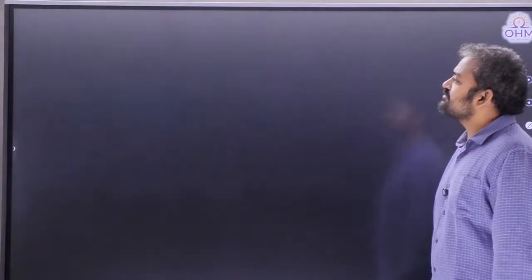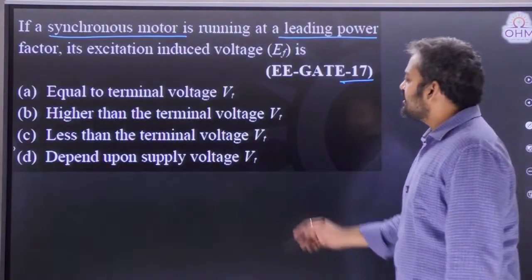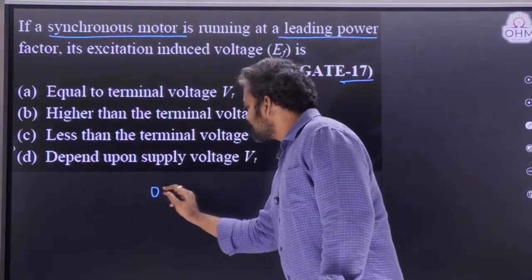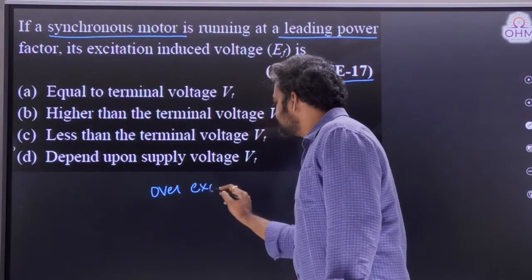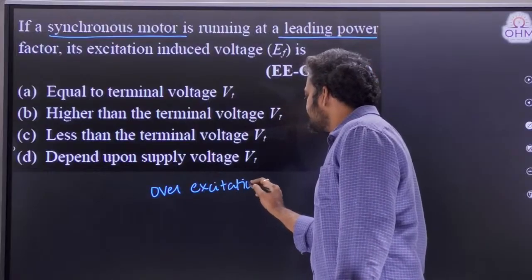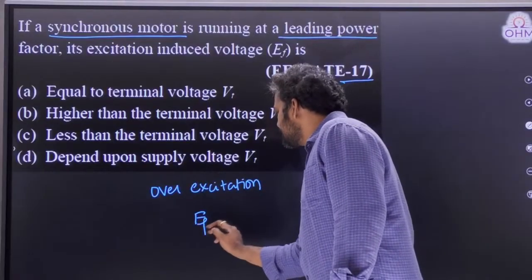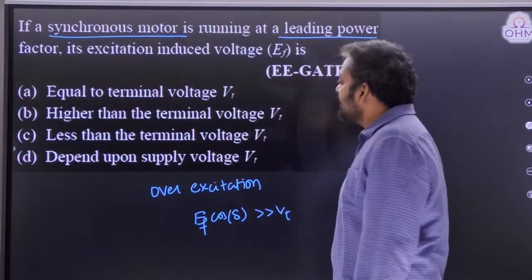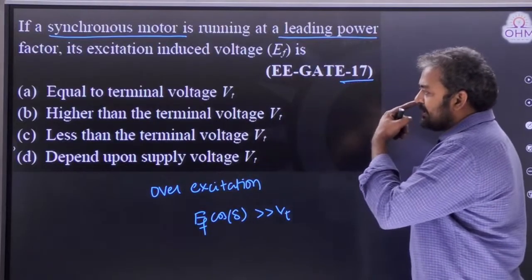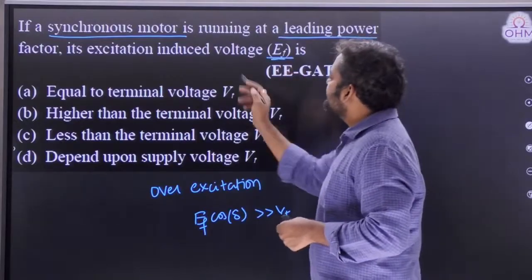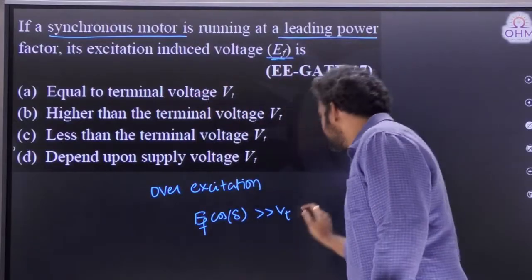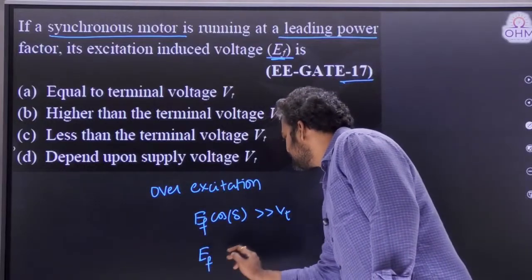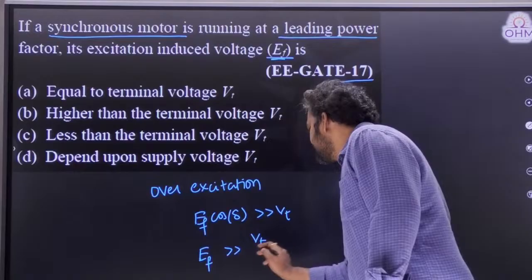Let's go back to the question. Yes, here over excitation, right? I can write down over excitation. Over excitation means Ef cos delta is greater than Vt. Okay, now they are asking us to compare the magnitude of Ef with Vt. So here I can write from this, Ef is greater than Vt by cos delta.